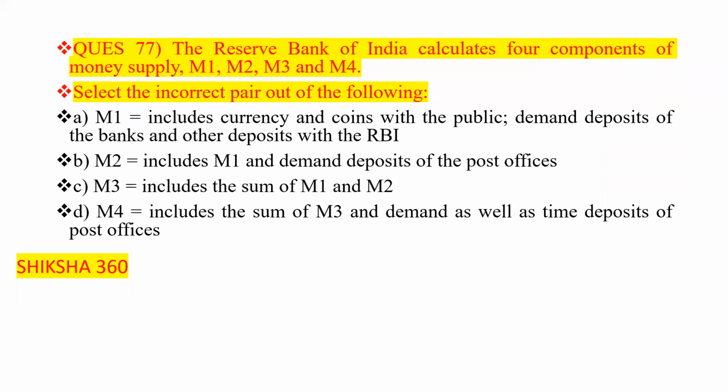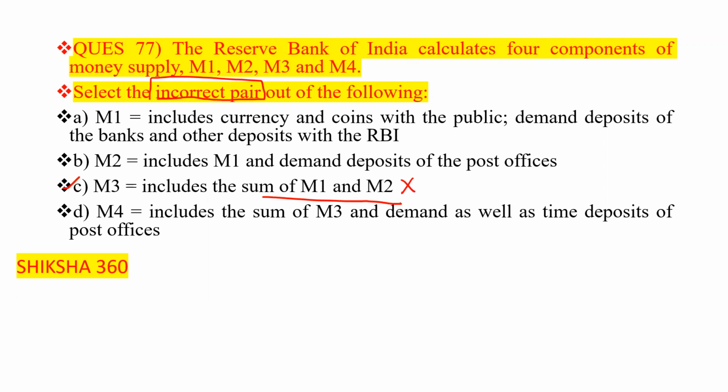So what is the correct answer here? We have to find out which one is the incorrect pair. We know that M3 does not include the sum of M1 and M2, so this is totally wrong. So the correct answer here is option C, because option C is the incorrect pair.